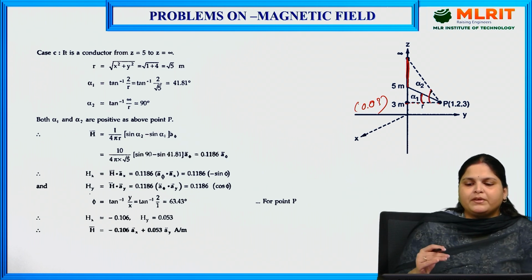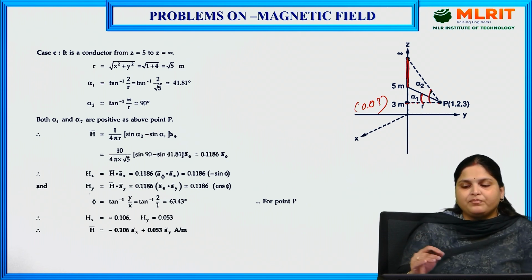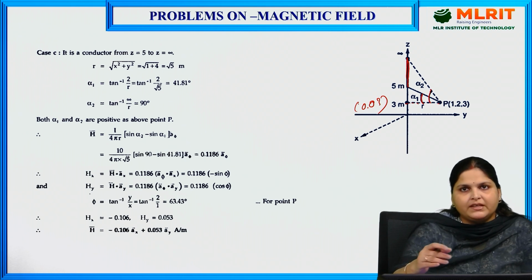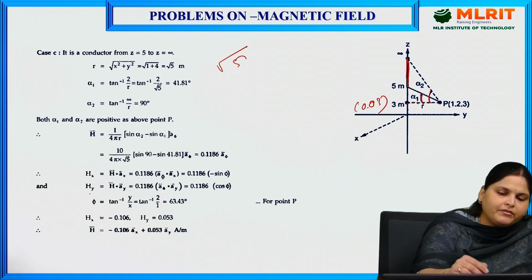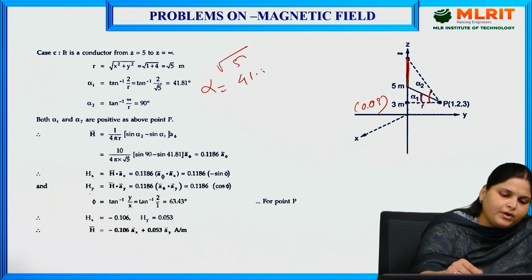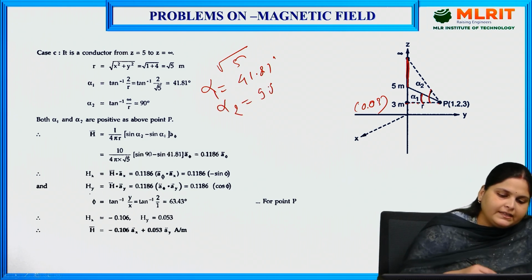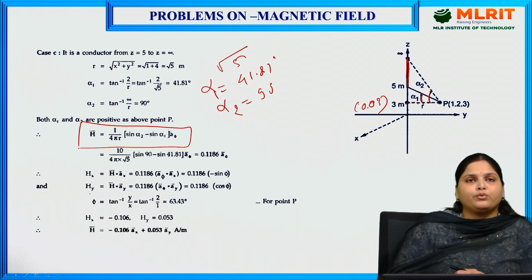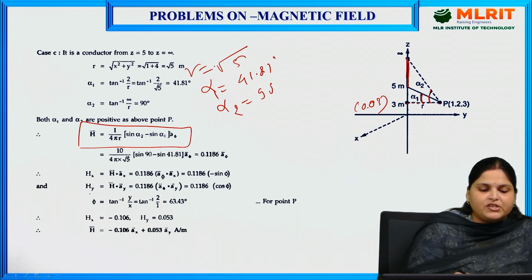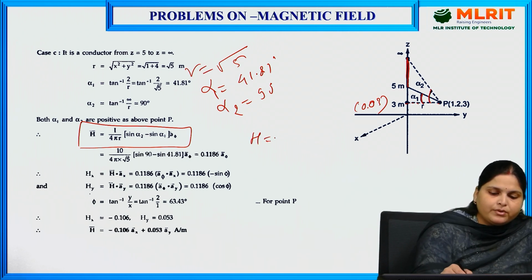The angle between the perpendicular and the line joining these two points, infinity and 5, right? So R we will calculate and we will get root 5. Alpha 1 we will get as 41.81 and alpha 2 we will get as 90. And we will put all these values of alpha 1, alpha 2 and R into this equation and we get H equals 0.1186 a phi.